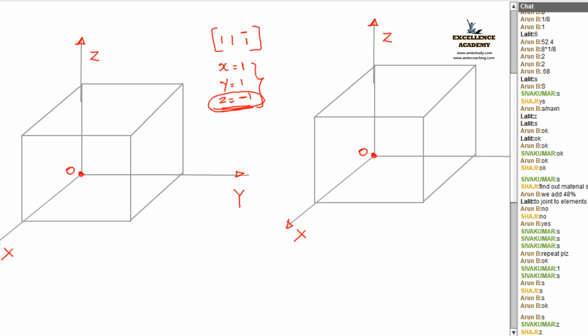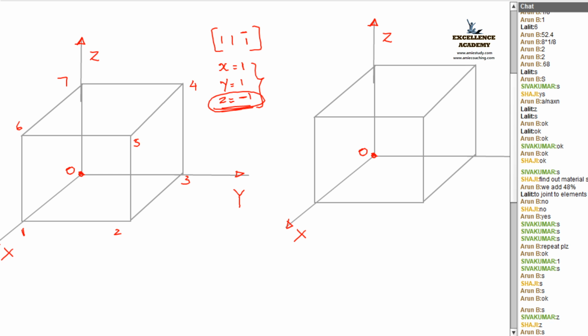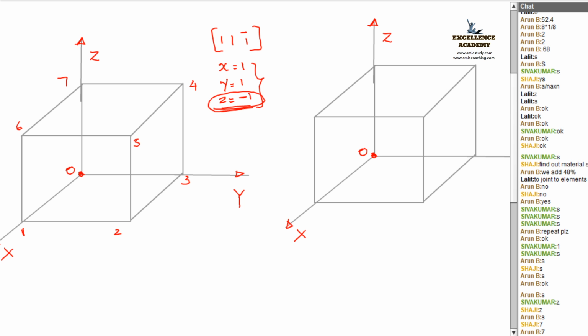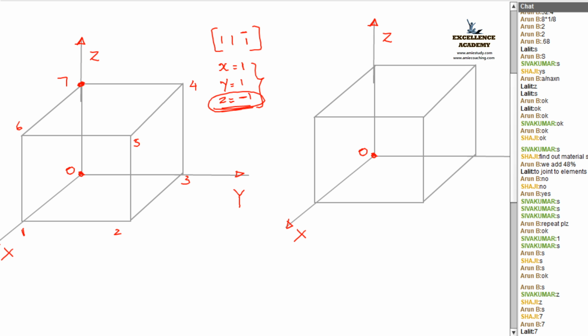Let me number all these points: 1, 2, and so on. I am naming the coordinates for you to answer: 5, 6, and 7. So which is my new origin? The first process is what? You have to check whether any negative symbol is there. If a negative symbol is there, shift the origin through that axis. So which is my new origin? Give me. Can I fix 7? Yes. This is my new origin because I am shifting the axis through Z, isn't it? So this is my new origin.